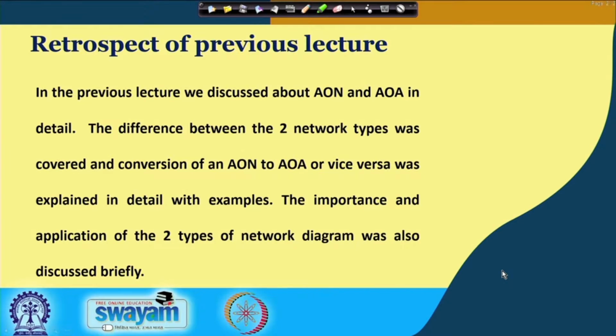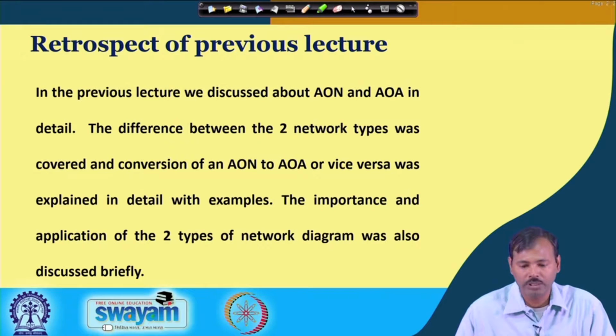Before that, let us retrospect what we have covered so far. At this point I believe you have already observed lectures 1, 2, 3, 4, and from that you are now accustomed with the activity on node network diagrams. You are also accustomed with the activity on arrow diagrams, and you know what is called a network, how the jobs are identified, and all these details.